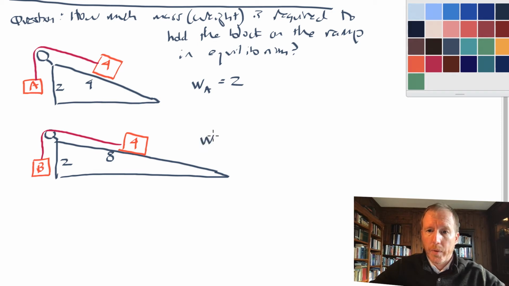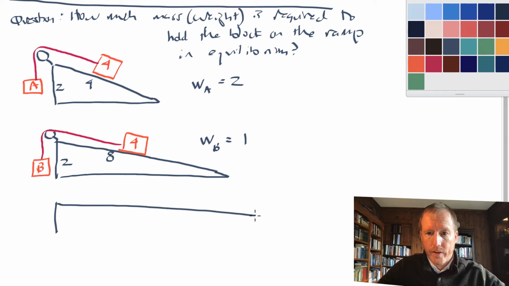And once again, we know the ratio, the weight of B, is going to have to be, in this case, 1. Because there's a 1 to 4 ratio between 8 and 2, therefore there must be a 1 to 4 ratio in the weights that will balance one another. And we'll do one more just for good measure.